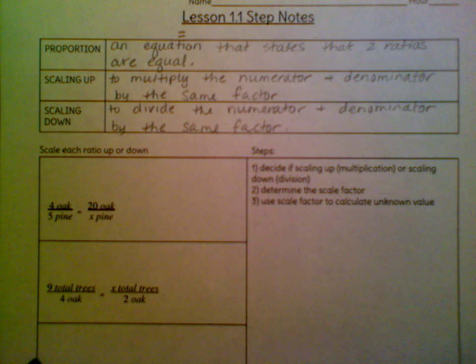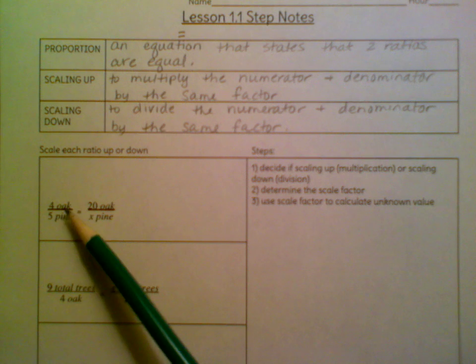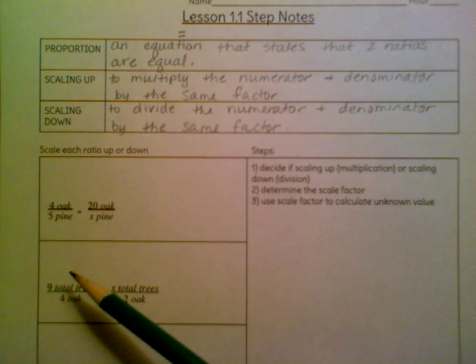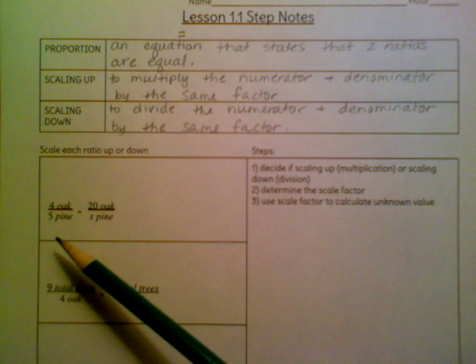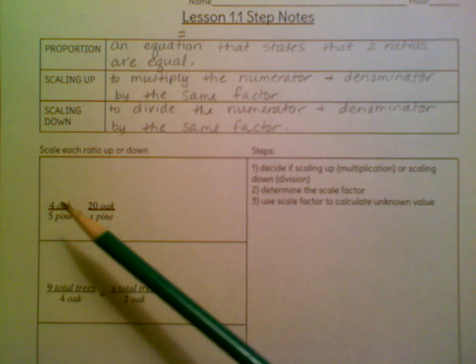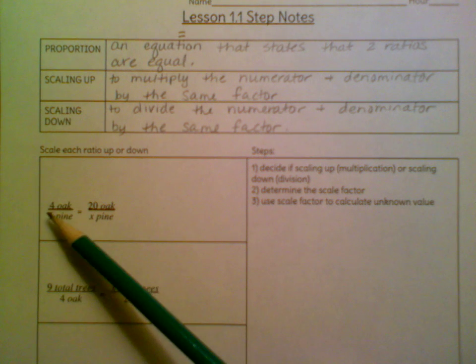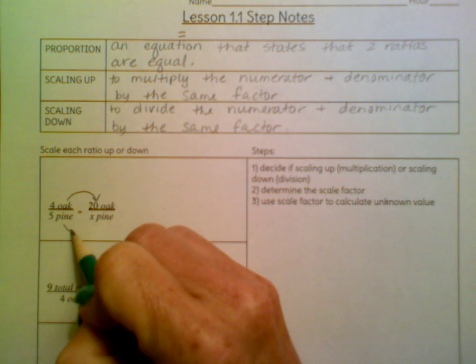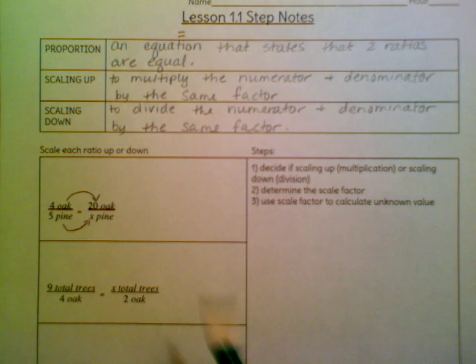So what I first look at when I see a proportion, so I like that everything's labeled, and you're going to notice the labels go right across from each other. I always look to find the ratio where you know both parts. So I know both of these. I don't know both of these. So I'm starting here and I'm going this way. So I'm going to draw in my arrows.